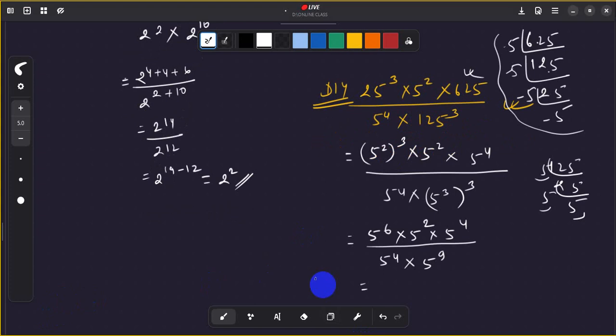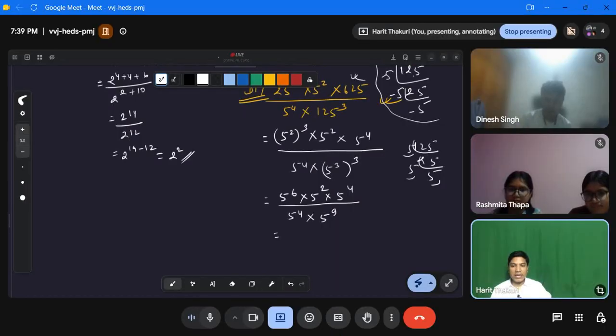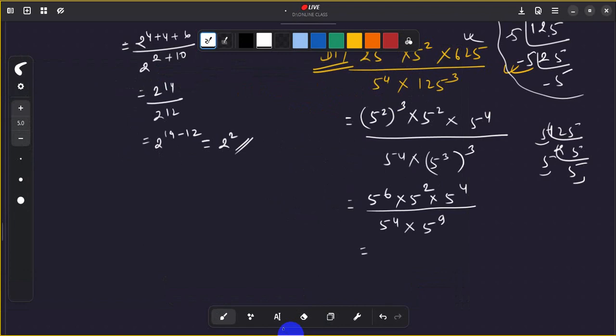Now we can add all these powers here. The powers can be added, right? If we add the powers, then we'll get 5 power 6 plus 2 plus 4 divided by 5 power 4 plus 9. Now how much will it come? 5 to the power 6 plus 4 is 10, plus 2 is 12, right? 5 power 12 divided by 5 power 13. 4 plus 9 is 13.